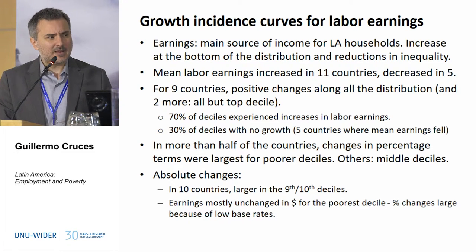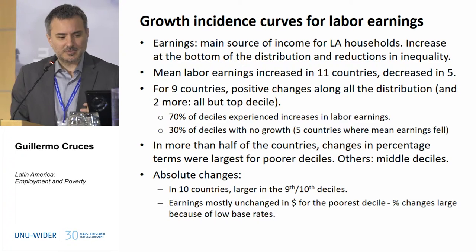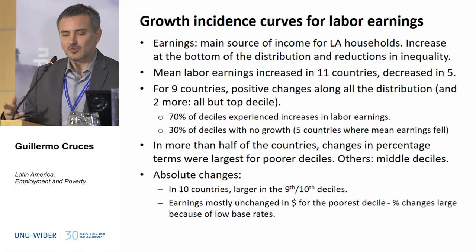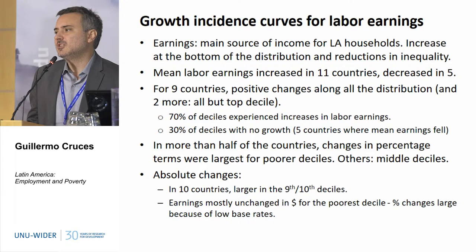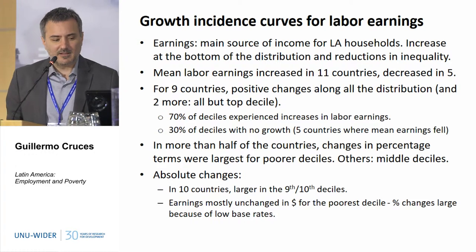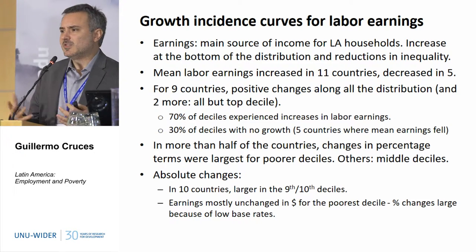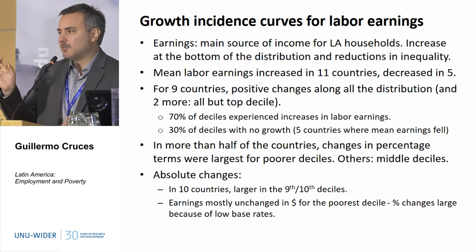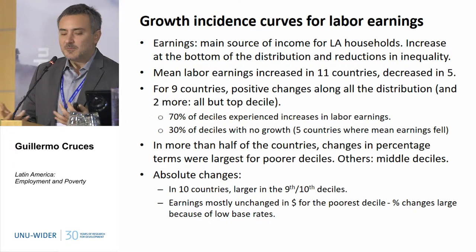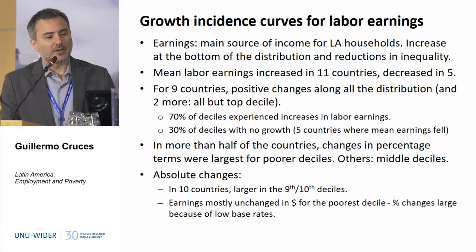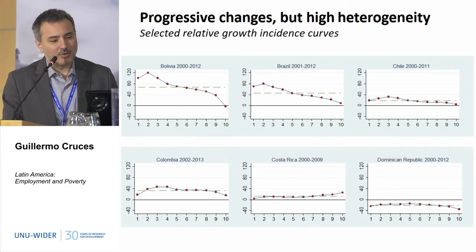Now, I won't show this here, but it's discussed in the paper. The previous was kind of the good news. This bit is a bit depressing. If we do these growth incidence curves not in relative terms, not in percentage terms, but in dollar terms, in 10 countries the larger absolute changes were in the 9th and 10th deciles, and the earnings were mostly unchanged in dollars for the poorest decile in most of the countries. So this seems contradictory, but it's just the fact that the base rate is so low that small changes in dollars represent very large proportional changes. So this evidence should be taken into account when I show you these very nice graphs of proportional changes.